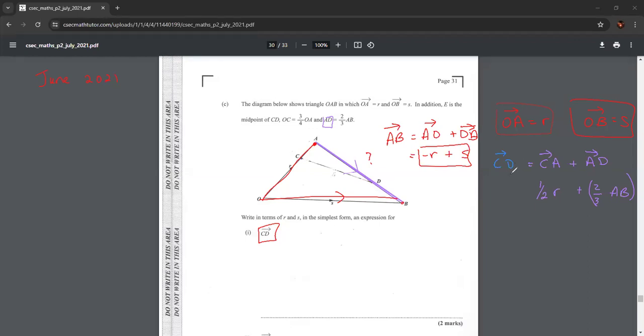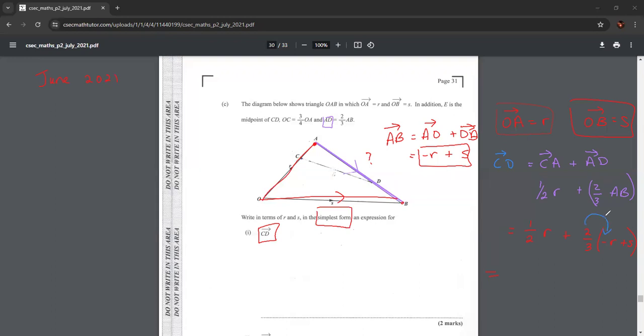So remember, CD was equal to CA, which is a half of R, plus 2/3 of AB. And remember, AB was minus R plus S. So 2/3 of AB would be 2/3 of minus R plus S. So what we're going to apply next is just regular algebra and simplifying, right? Because they asked us for its simplest form. So right now we're just basically simplifying here.